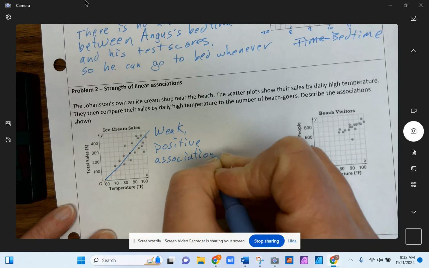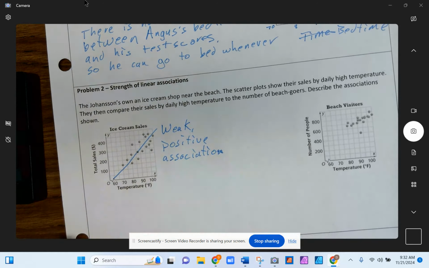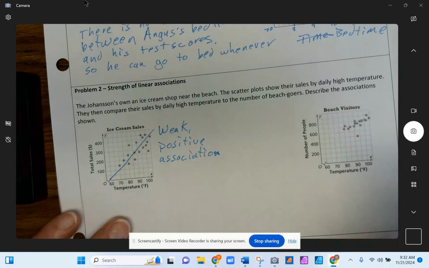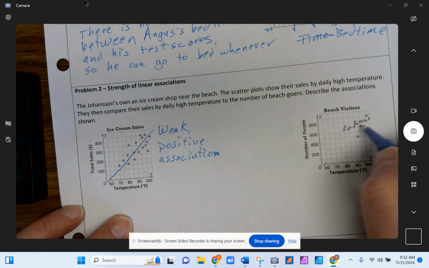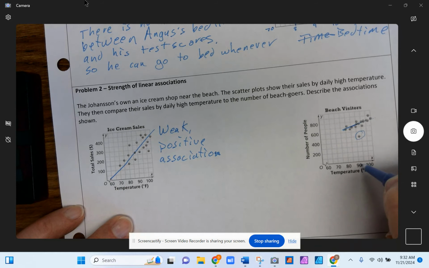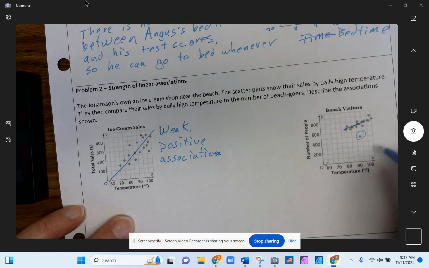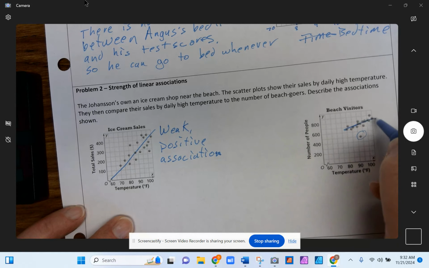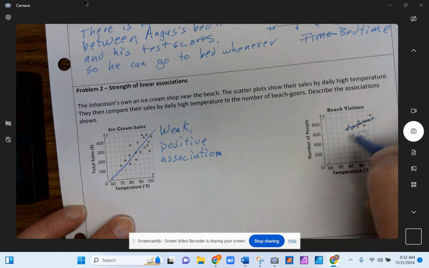Okay, so just a way to define that. Well, we'll do that later actually. And then this one right here, beach visitors versus temperature. We have an outlier right here. Apparently somebody, yeah, that day was bad, I guess. Maybe it was cloudy or pollution or whatever.